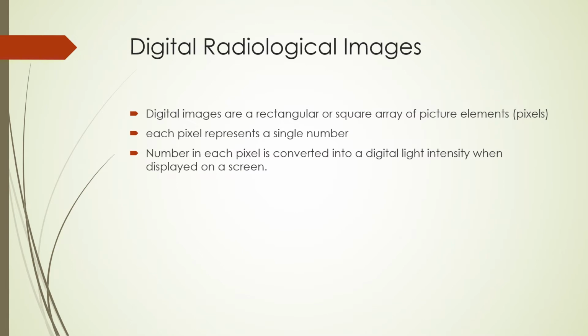Digital images are represented by a rectangular or square array of picture elements called pixels. Each pixel represents a single number, and the image is a matrix of these numbers. For example, in nuclear medicine, each pixel contains a count detected by a portion of the crystal of a scintillating camera. In CT, each pixel represents a property of the volume element or voxel in the patient. The number in each pixel is converted into a digital light intensity when displayed on a screen.